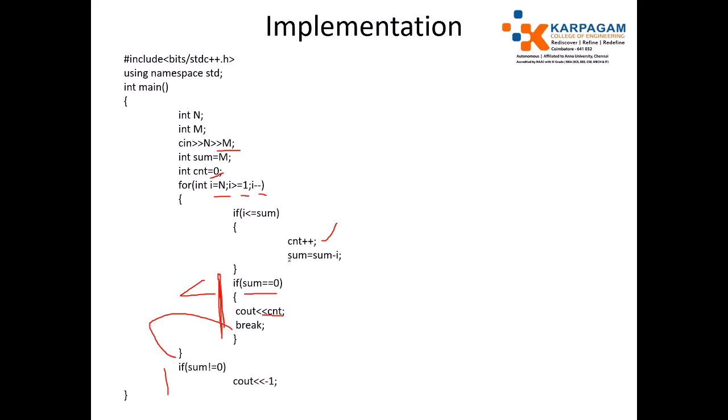So if you are not able to make a change for a given value from 1 to n, this condition will not work. After trying all the possibilities from n to 1, it will come out of the loop and check if sum is not equal to 0. Absolutely, the sum will never become 0 if you can't make a change. At that time, it will print minus 1.